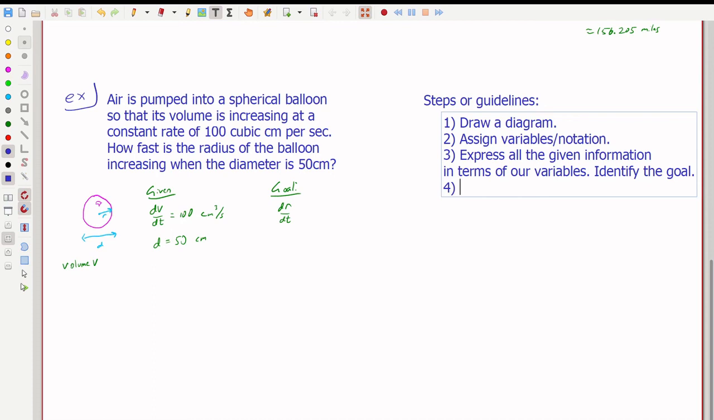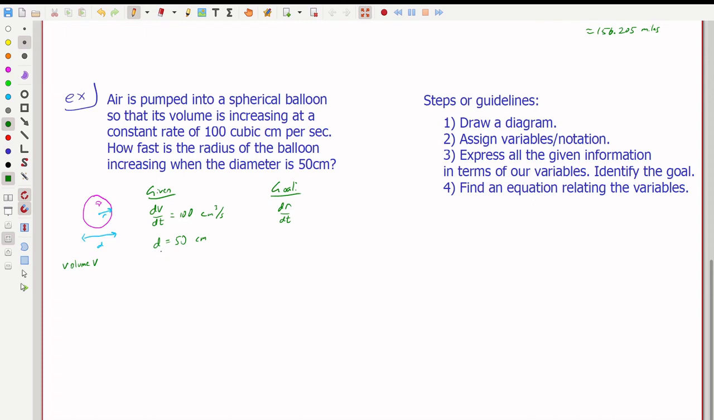Okay, next step, let's go ahead and find an equation. I'm not looking for an equation that has dr dt in it and dv dt in it. If I have these rates of change, I want to relate the variables that lie underneath them. So I want to relate the volume v and the radius r. We also have a diameter d in here, and maybe that'll come in handy, or maybe it's extraneous information.